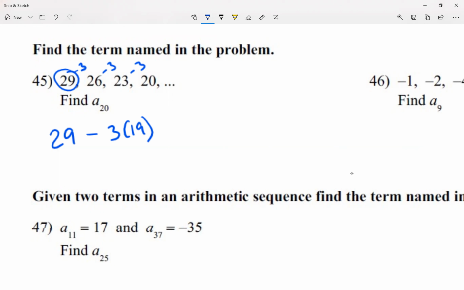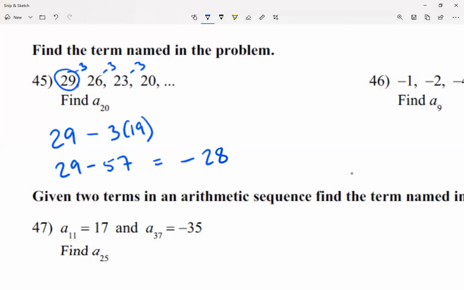So I have 29 minus 3 times 19. I have to multiply it before I subtract, and I know 3 times 19 is 57. So I have this as 29 minus 57. Now 29 minus 57, my answer is negative 28. It is okay for my answer to be negative because I was subtracting 3. So eventually I get to the negatives.